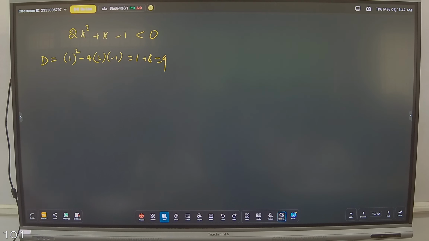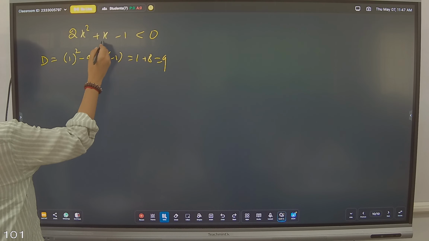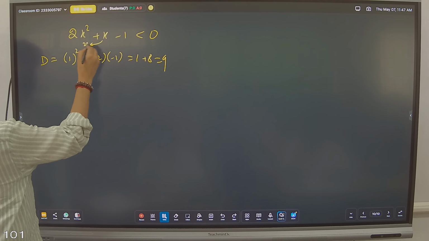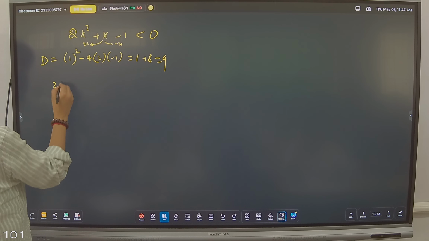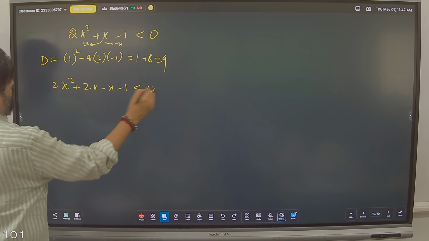Remember all of you, if it's a perfect square, 100% you can do it by factorization. No need of doing any other drama. Only thing we have to multiply there, 2 and minus 2, so minus 2. So we have to break this one as what? 2. So we can write 2x minus x. Yes or no?